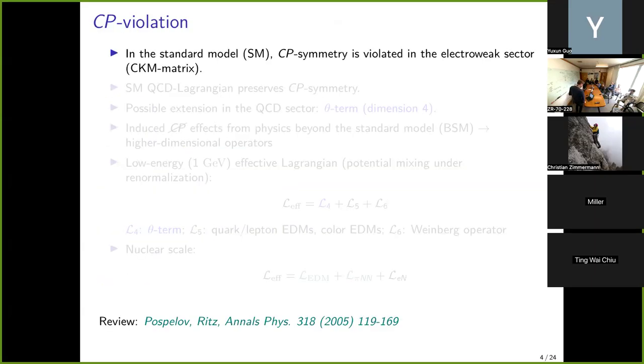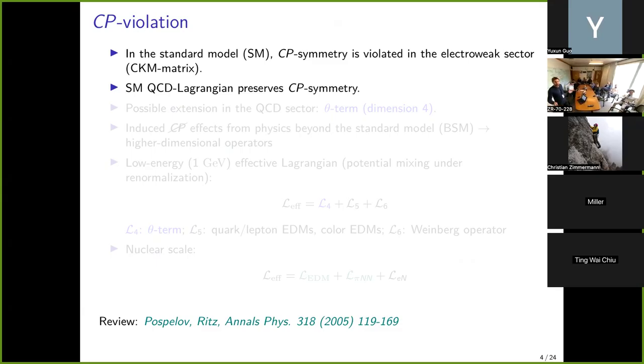Right, so let's go into the first section, CP violation. As I already said, in the standard model, CP is violated in the electroweak sector. However, we want to look for CP violations in QCD. The standard model QCD Lagrangian, as we have it formulated right now, preserves chiral symmetry and CP symmetry.